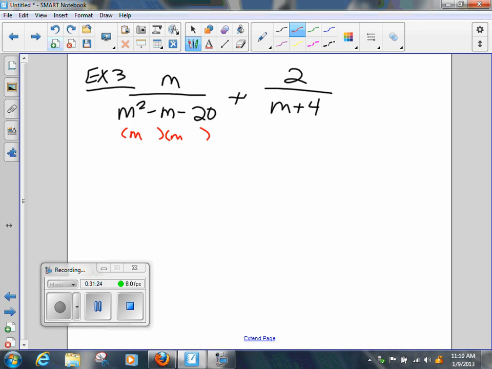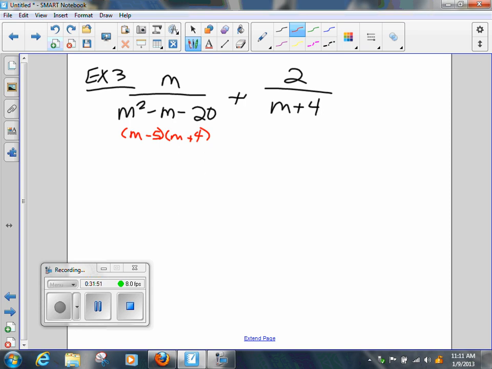How are you going to factor that? Give me 2 factors of 20 that when I subtract, give me negative 1. 5 and 4, signs are different. Which one gets a minus? That's right, 5. Good answer, guys. Way to go. Now look at the 2 denominators. I've got m minus 5, m plus 4, and then I got m plus 4 all by itself.